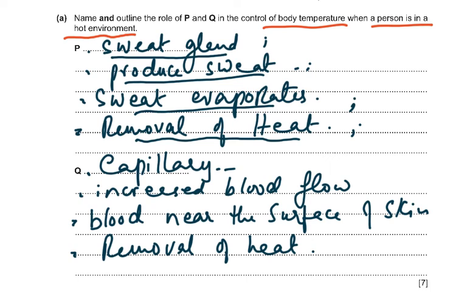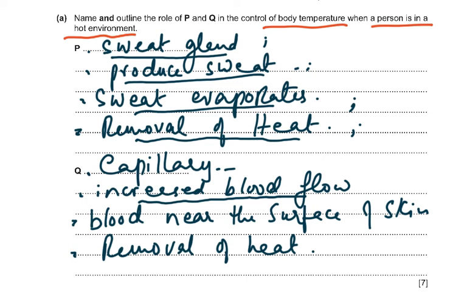Q was a capillary, and in this, of course, we are saying there's going to be increased blood flow, because if it's a very hot environment, there has to be vasodilation. So more blood flowing in the skin arterioles and more in the capillaries. And this blood is near the surface of the skin, so this is going to remove the heat from the body very readily, and the body is going to cool down.